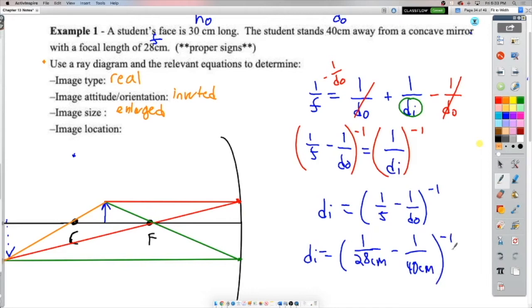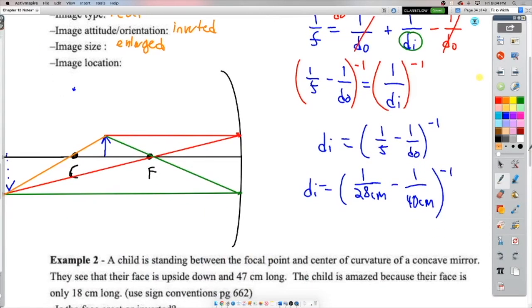And then we're going to flip that. So we're going to do 1 over 28 minus 1 over 40. And then when we get our answer, we're going to do 1 over that. Okay, or you can do to the power of -1. And so the distance of the image is 93.3 cm. Or to 2 sig digs, it's 93 cm.